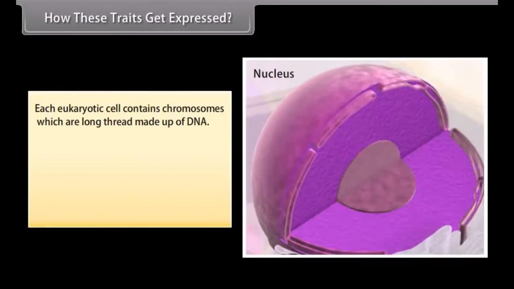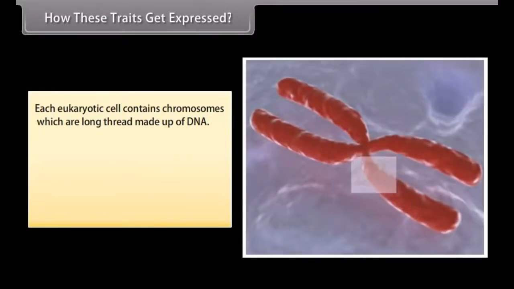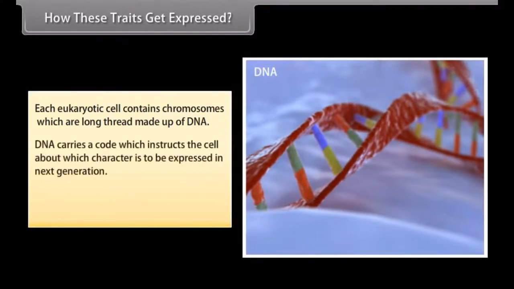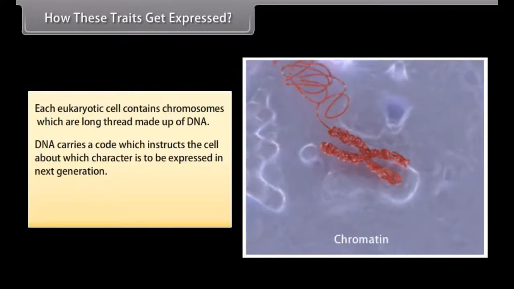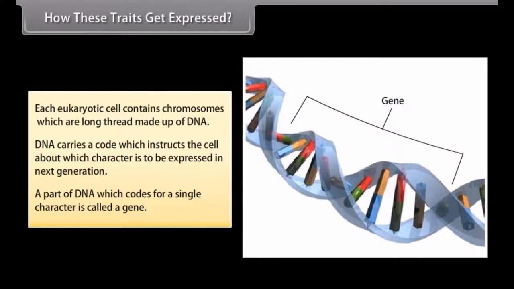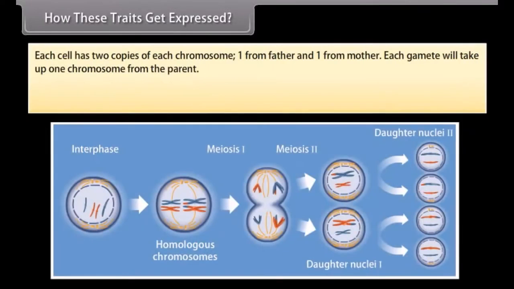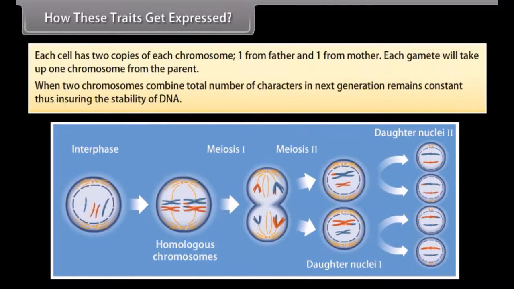How do these traits get expressed? Each eukaryotic cell contains chromosomes, which are long threads made up of DNA. DNA carries a code which instructs the cell about which character is to be expressed in the next generation. A part of DNA which codes for a single character is called a gene. Each cell has two copies of each chromosome, one from father and one from mother. Each gamete will take up one chromosome from the parent. When two gametes combine, the total number of chromosomes in the next generation remains constant, thus ensuring the stability of DNA.